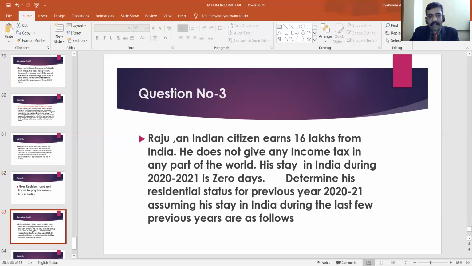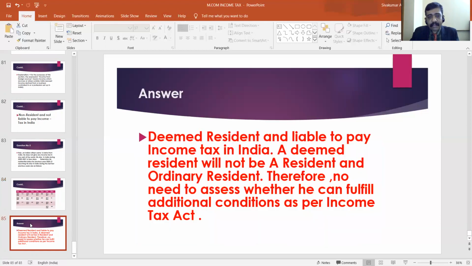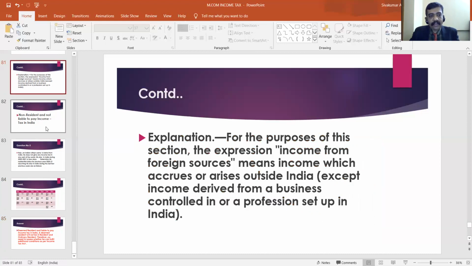Okay. Now, there's another question for you. Question number 3. Here, Raju, an Indian citizen, earns 16 lakhs from India. He does not pay income tax in any part of the world. His stay in India during 2020-2021 is 0 days. Determine his residential status for the previous year 2020-21, assuming his stay in India during the last few previous years is as follows. Year 2007-2008, 112, likewise 38, 117, 125, 80, 135, 285, 310, 140, 185, 10, 88, and 189. So please find out his residential status in the assessment year 2021-2022.